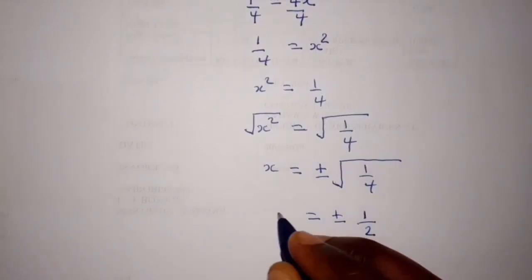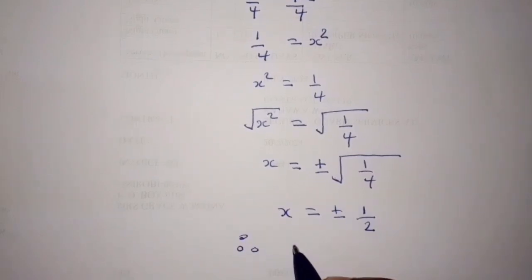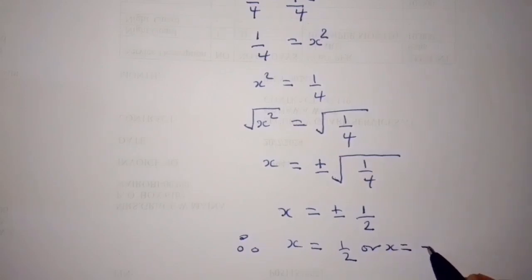So we can say that, therefore, x is equal to a half, or x is equal to negative 1 over 2.